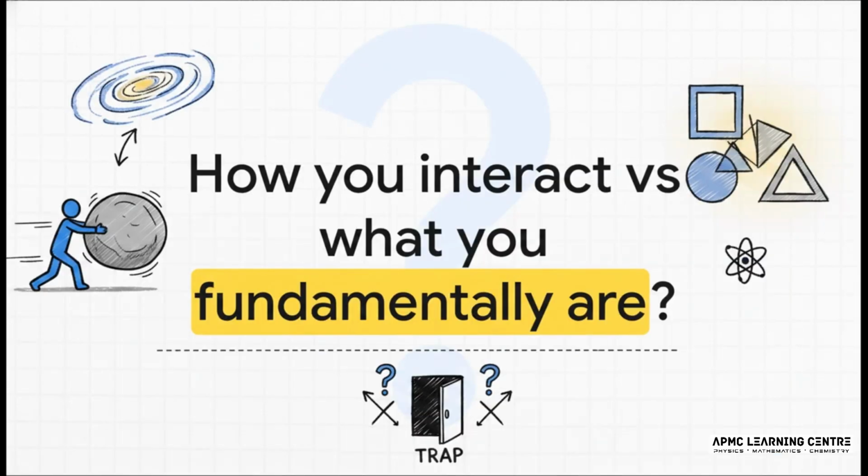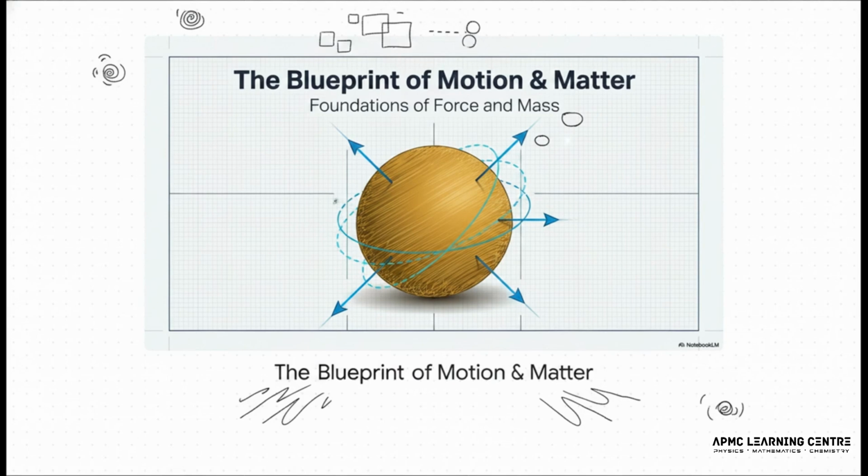So I want you to consider something right off the bat. What is the exact difference between how you interact with the universe and what you fundamentally are? We constantly blur the lines between what something does and what it actually is. And in physics, well, that confusion is a massive trap. Picture the basic blueprint of motion and matter. There are really two main pillars we use to decode this whole topic.